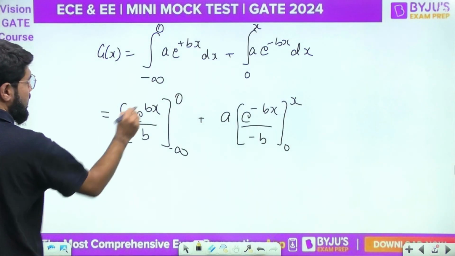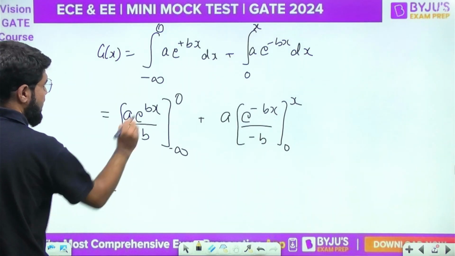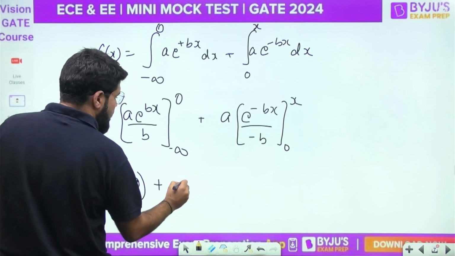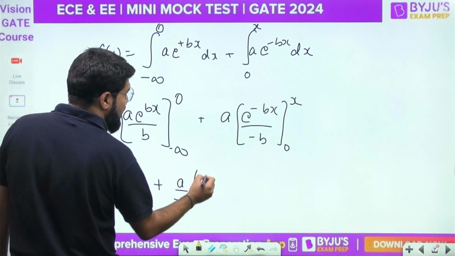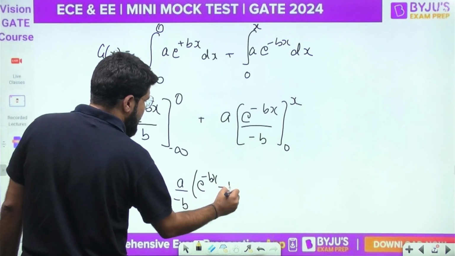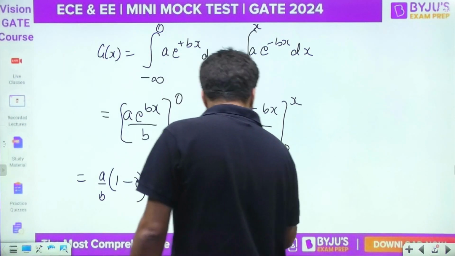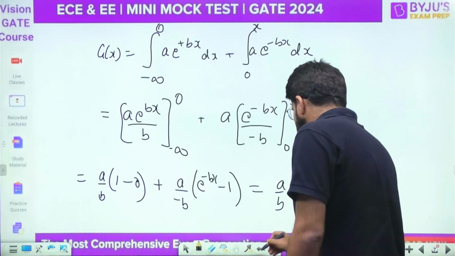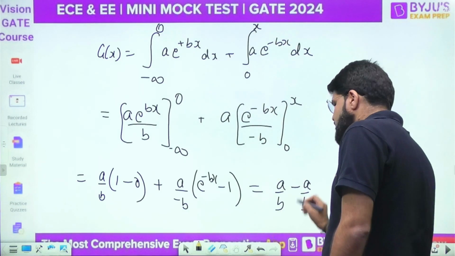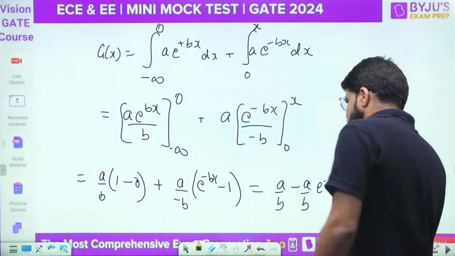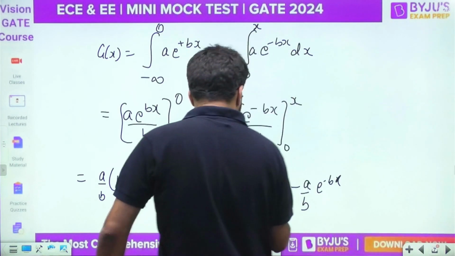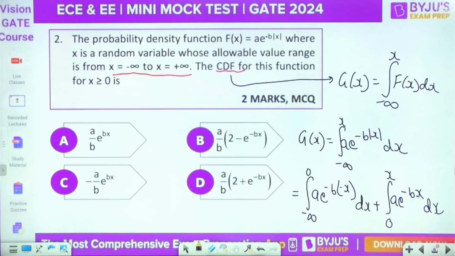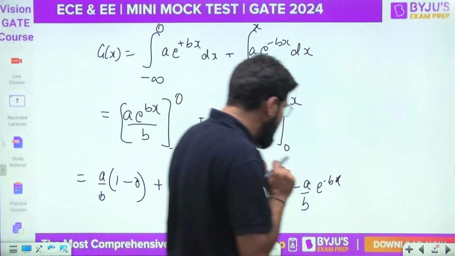So this is going to become a by b, a constant. Upper limit e power 0 is 1, lower limit e power minus infinity is 0. Plus a upon minus b here: upper limit e power minus bx only, lower limit is 1. So finally what I am getting is a by b, plus actually minus a by b e power minus bx. This will be minus minus plus, so one more a by b, so 2a by b. So it should be a by b times 2 minus e power minus bx. Option number b.